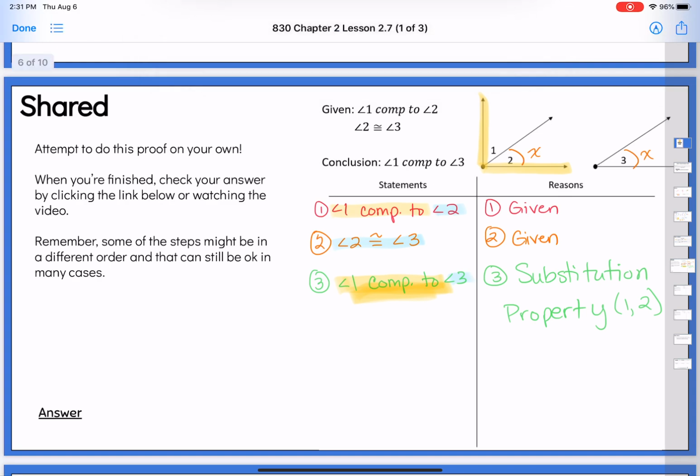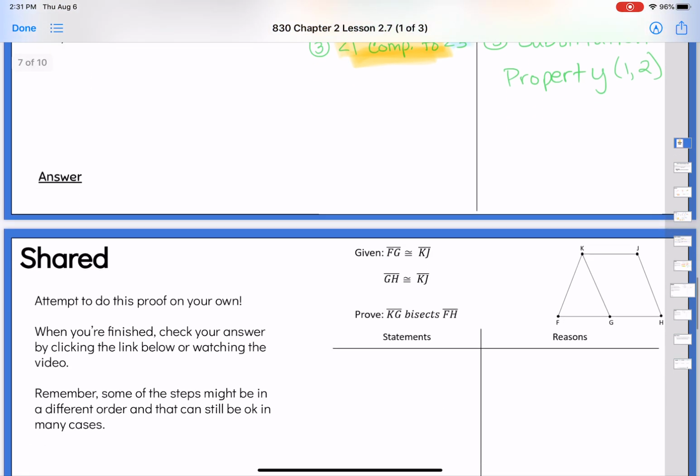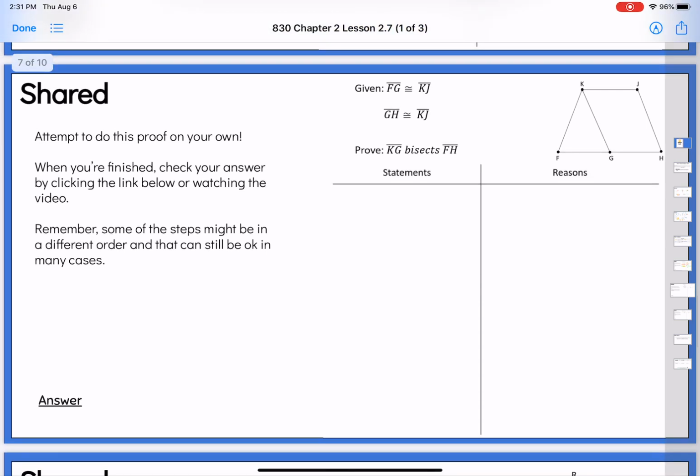So the next couple of proofs that we have in our notes are practice for you to make sure that you understand when is it substitution and when is it transitive, and really making sure you got that transitive if-then form down on when to use which one. So here you go. This one I know you can do on your own. Segment FG is congruent to segment KJ. Segment GH is congruent to segment KJ. Prove that segment KG bisects segment FH. Go ahead and pause your video, take a shot at your proof, and then check your answer down below or continue on with the video if you want an explanation.